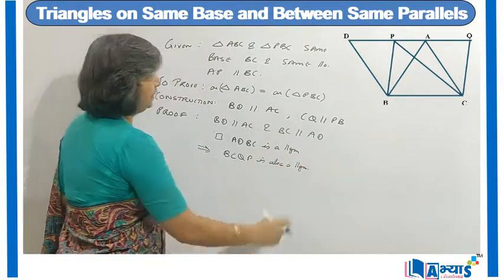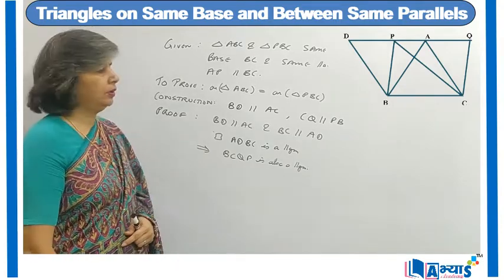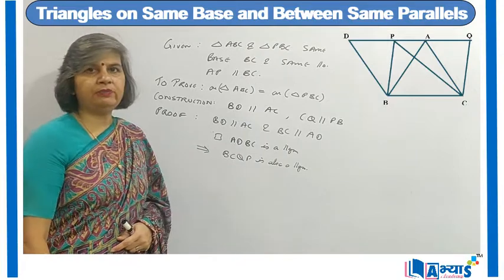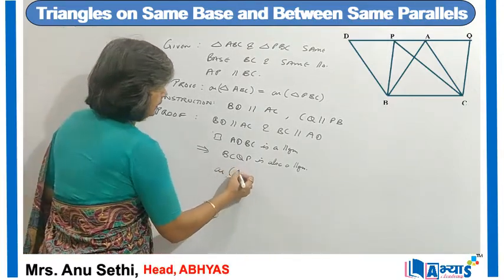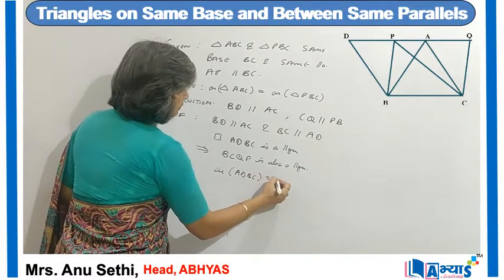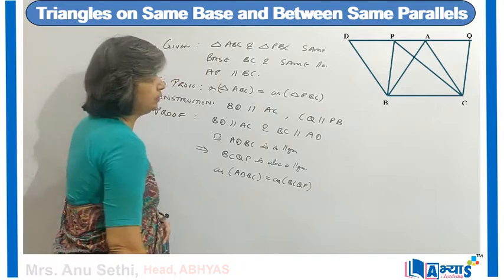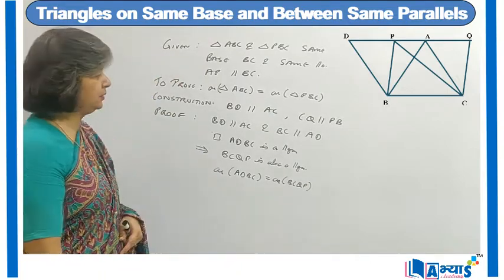Similarly, we can prove that BCQP is also a parallelogram. Now we have two parallelograms ADBC and BCQP on the same base BC and between the same parallels. So the area of ADBC is equal to area of BCQP, because both the parallelograms are on the same base BC and they are between the same parallels, so their areas are equal.